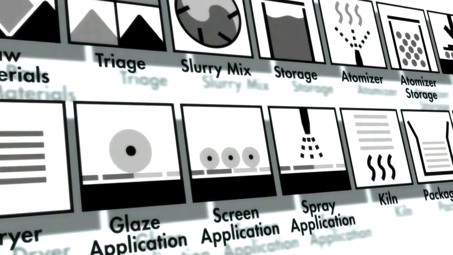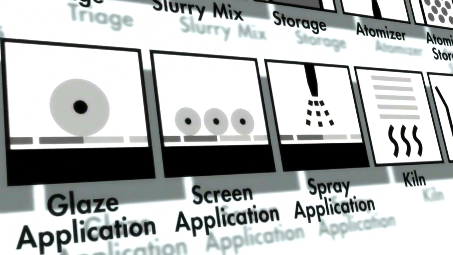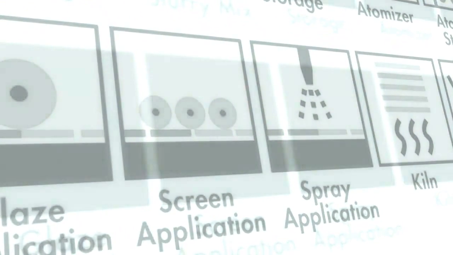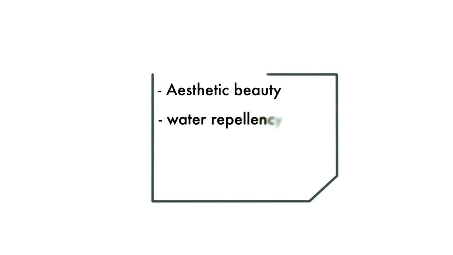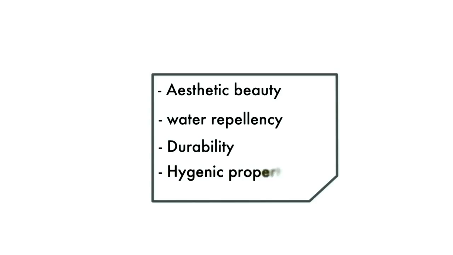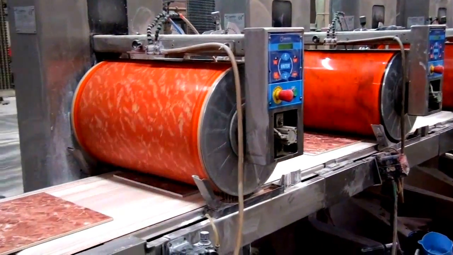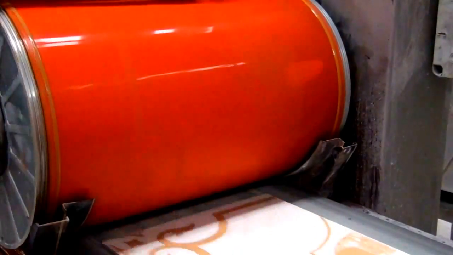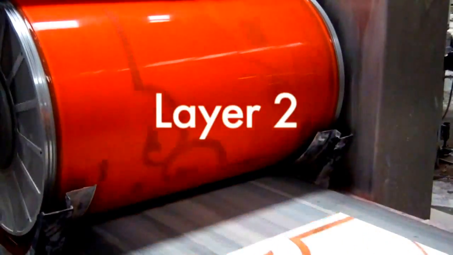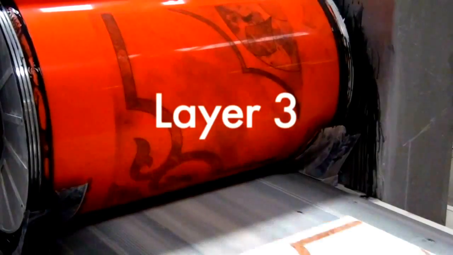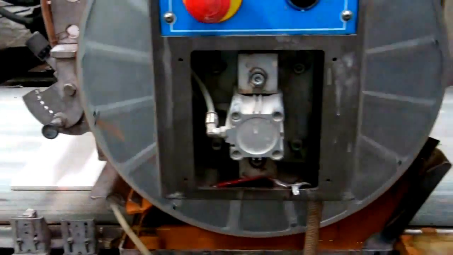Glazing and screening serve both a practical and artistic purpose. They form an important part of the finished product because they provide aesthetic beauty, water repellency, durability, and hygienic properties to the tile. Roller screens are commonly used to apply design and color, layer by layer, to the bisque of the tile. Greater design variation can be achieved by adding roller screens to the line.